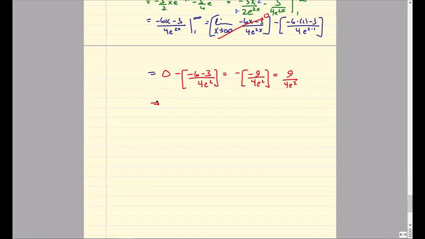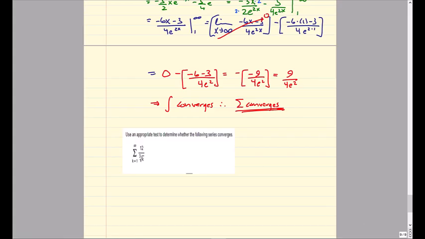Well, what this implies then is that the integral converges because I have a finite value here. Therefore, this series, or the sum that we're looking at here, converges as well. Okay, so that's my solution. So again, integration by parts. It's fun that that came up again.